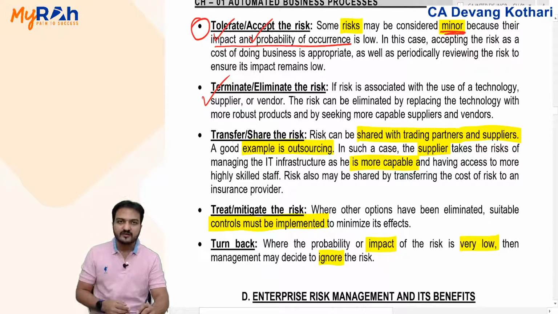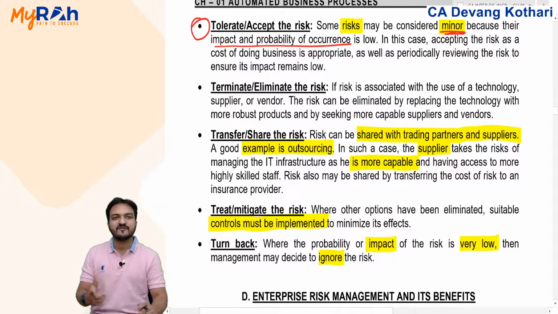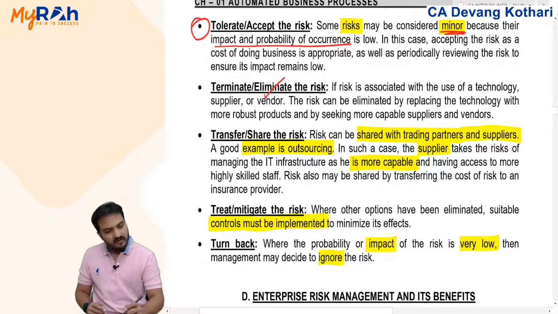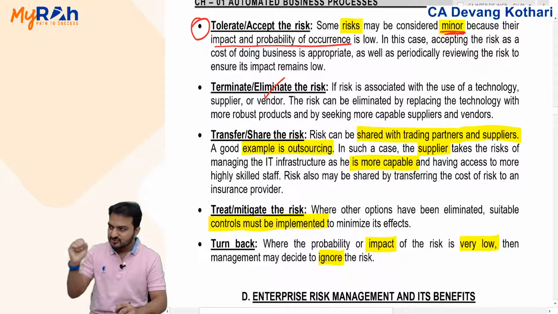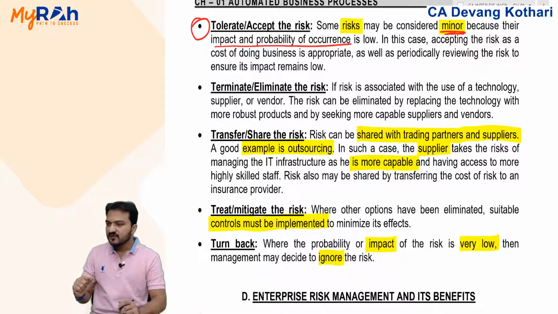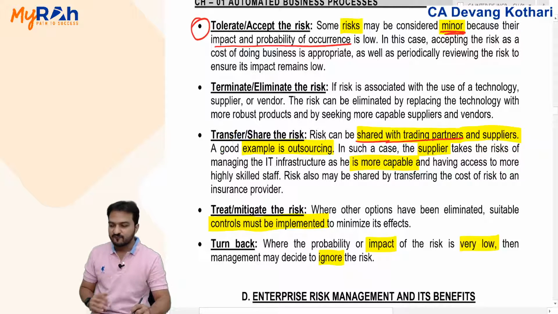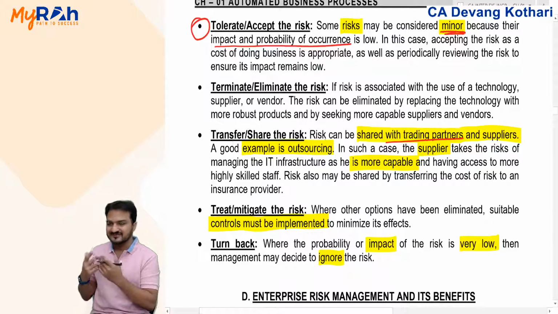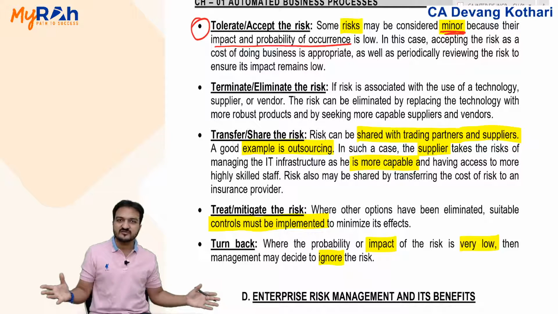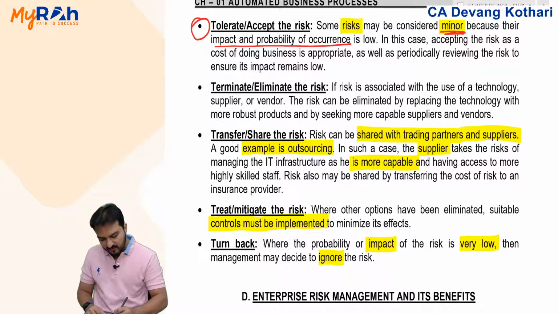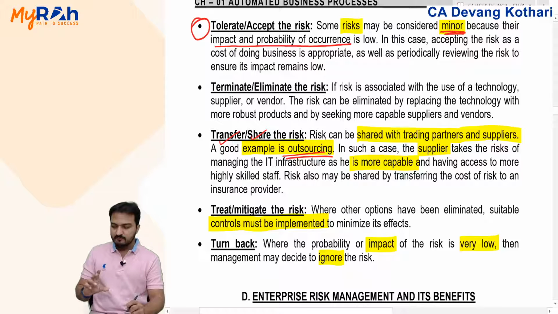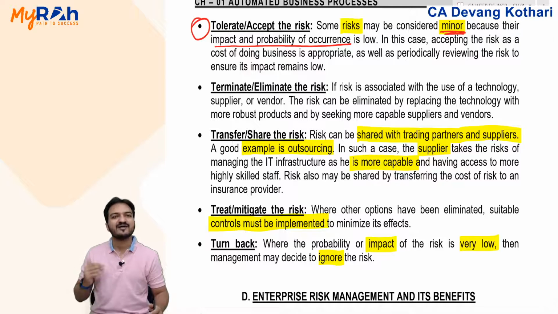But terminate, eliminate the risk, means you stop doing the activity which you find risky. That will be called eliminating the risk. If a software that I purchase from a vendor is risky, then don't use that software. That is called eliminating the risk. Transfer or share the risk means you share the risk with trading partners. Like if purchasing a software was expensive, so it is risky, I will purchase that in partnership with somebody else. So that is sharing or transferring the risk. Another example will be outsourcing. I outsource my manufacturing work to another company so that I will now do only branding work. That means I have shared the risk with another company.